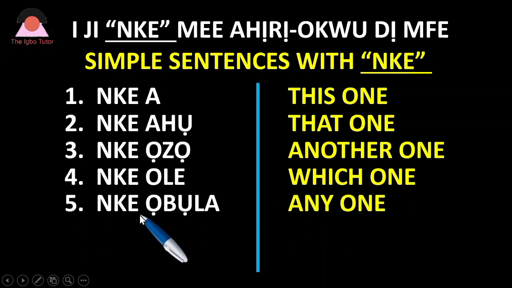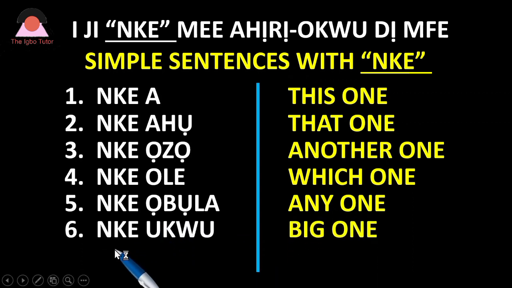Number 5 is nke obula, meaning anyone, used to make a choice between one thing or the other. Nke obula, and you say anyone, I don't really have a choice. Give me anyone. Nyem nke obula.